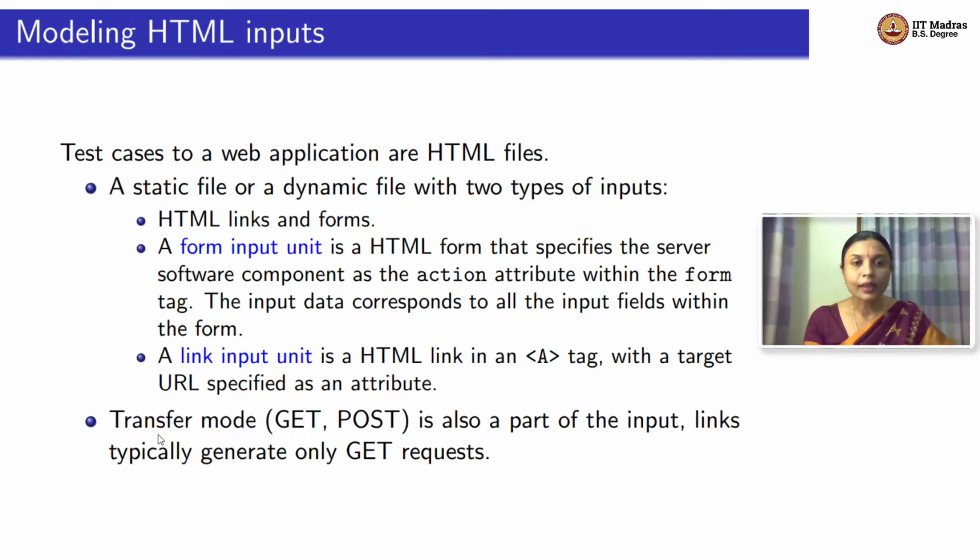We saw that an HTML file is typically a static file or a dynamic file. Inputs to an HTML file are typically links. If I click on a link, it gives me some other data from the server, or I fill up a form. A form unit is an HTML form that specifies a server software component, and it gives the action. There is a particular thing called an action attribute within the form tag, which tells you what to do when a particular form is filled.